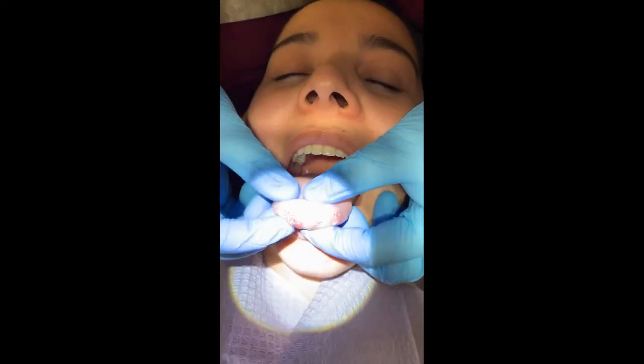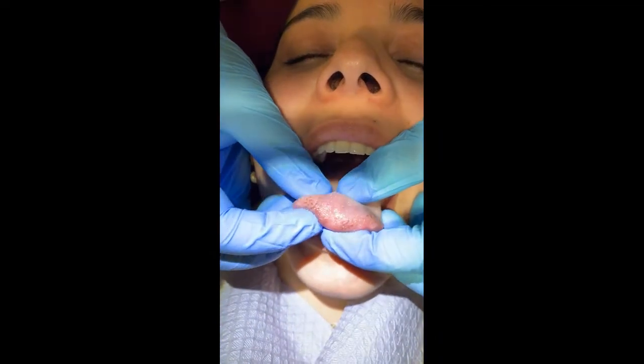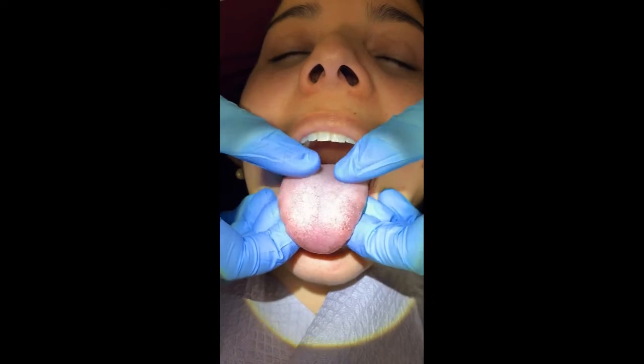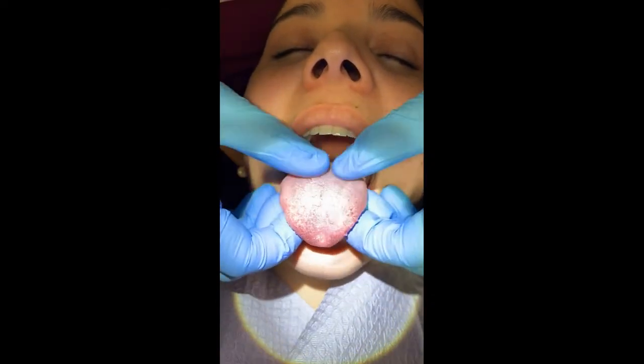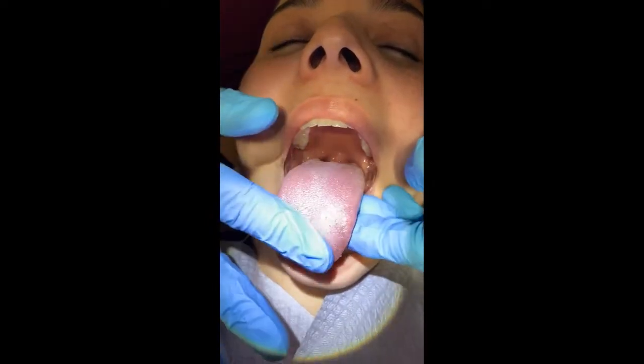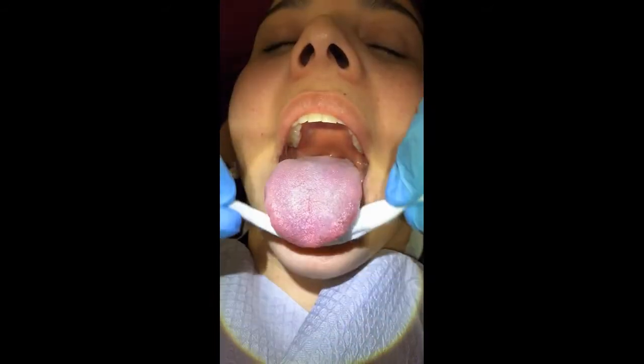The tongue is one of the most important intraoral structures when identifying oral cancer. We check for shape, symmetry, color, texture, coating, any lesions whether they're raised up or flat. We feel the top surface of the tongue, and we take a wet gauze and check the sides of the tongue for any abnormal growth.